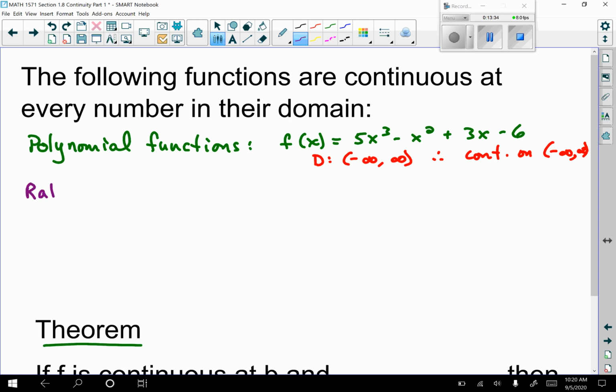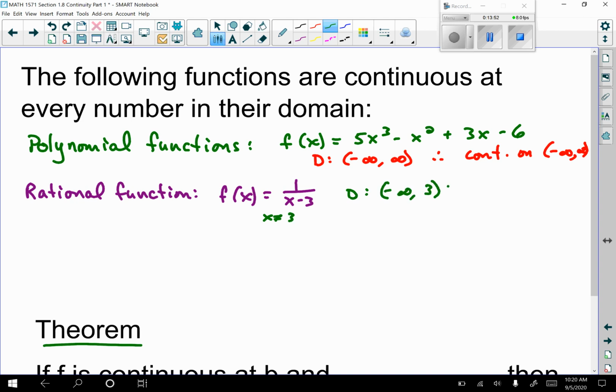If we have a rational function, let's say we have f of x is equal to 1 over x minus 3. Again, we would say its domain is all real numbers except x equals 3. So the domain here is going to be -infinity to 3, and then 3 to infinity. So again, we would say continuous on its domain, and we have the domain listed above. If I asked you where this was discontinuous, you would say discontinuous at x equals 3, and we're going to practice some of those.